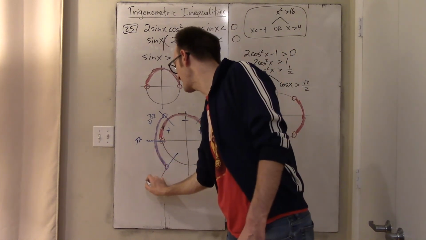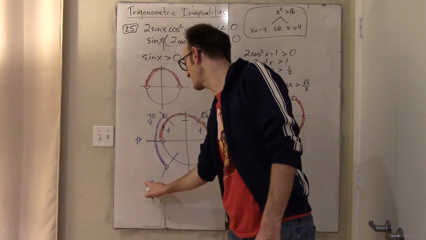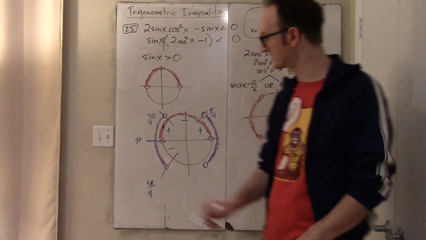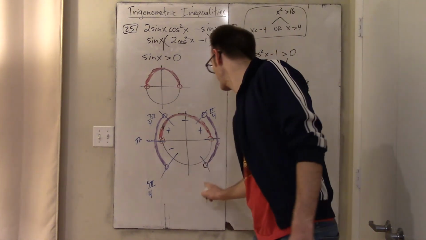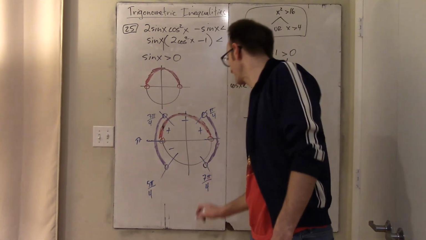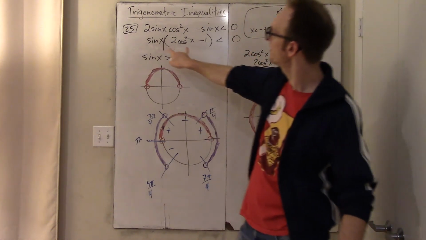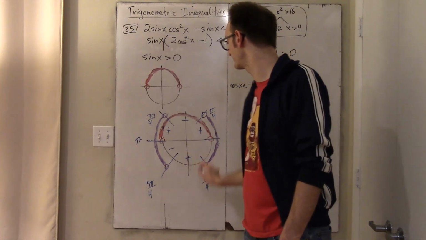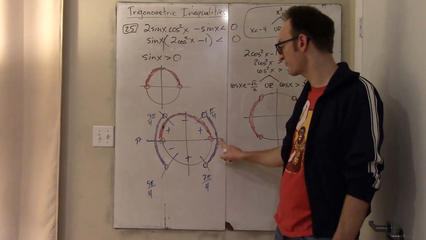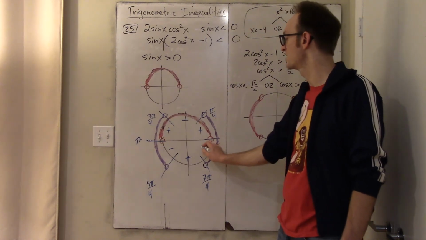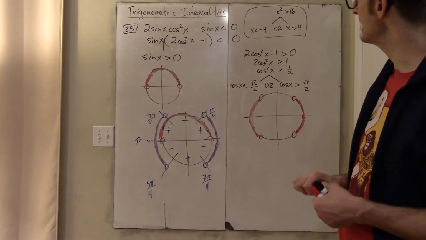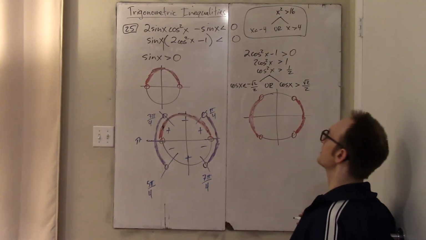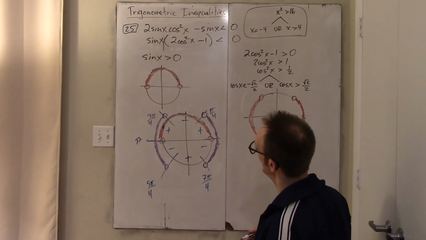From pi to 5 pi over 4, one is shaded and one isn't, so the product is negative because one's positive and one's negative. In between 5 pi over 4 and 7 pi over 4, neither is shaded, which means they're both negative, and that means their product is positive. And finally, from 7 pi over 4 back to 2 pi, one is shaded and one isn't, so the product is negative.